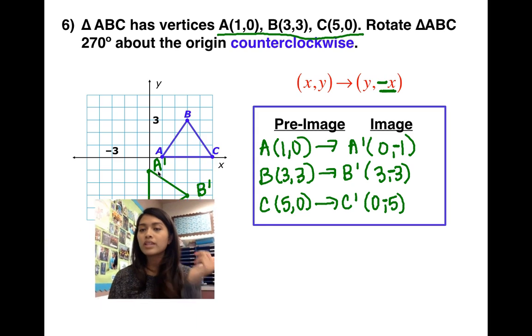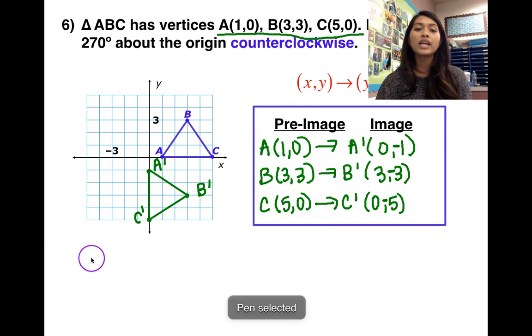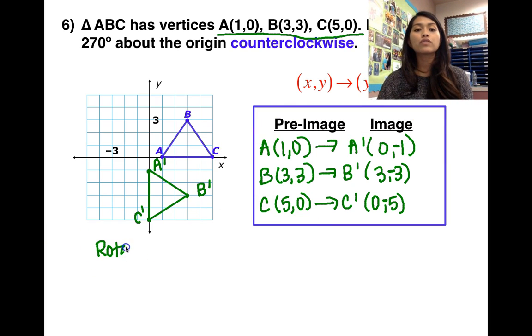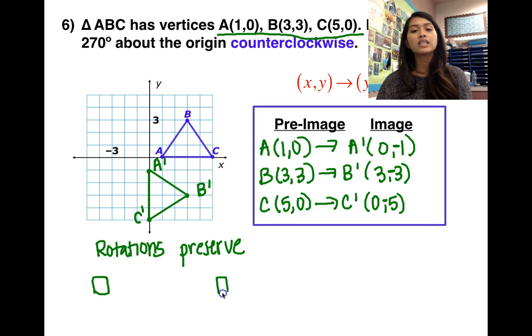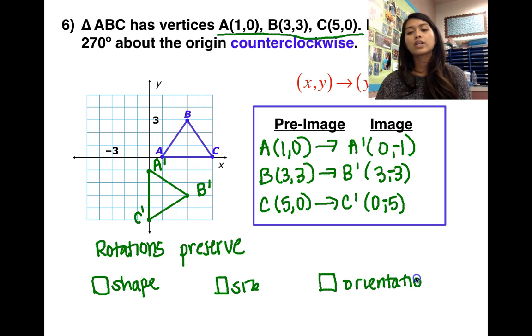Now, it's always important that we keep in mind that with rotations, we do preserve certain characteristics. Rotations preserve what? We always look at 3 particular characteristics. So let's take a look at them again. We always look at shape, size, as well as orientation. So let's take a closer look.